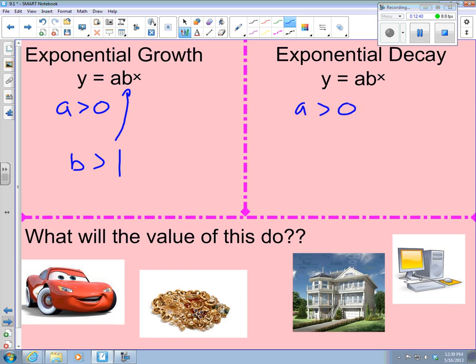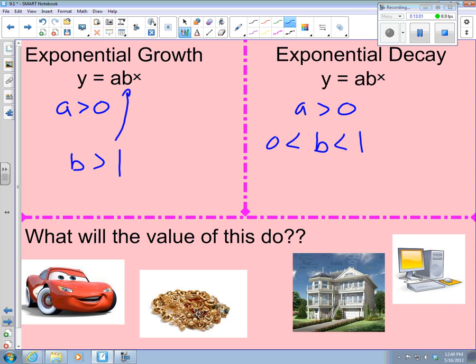That has to be greater than 0. b has to be less than 1. It's got to be a fraction. But it can't be negative, so it's got to be greater than 0. So if b is between 0 and 1, not equal to 1 or equal to 0, but less than 1 and greater than 0, you're going to have an example of exponential decay.